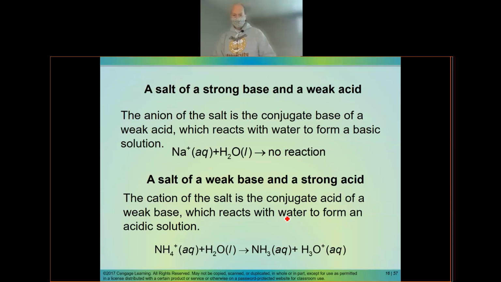All right. So here's the NH4. NH4 reacts with water to give NH3 and H3O+. All right, so anytime you are forming H3O+, your pH is going down. It's going to become acidic.